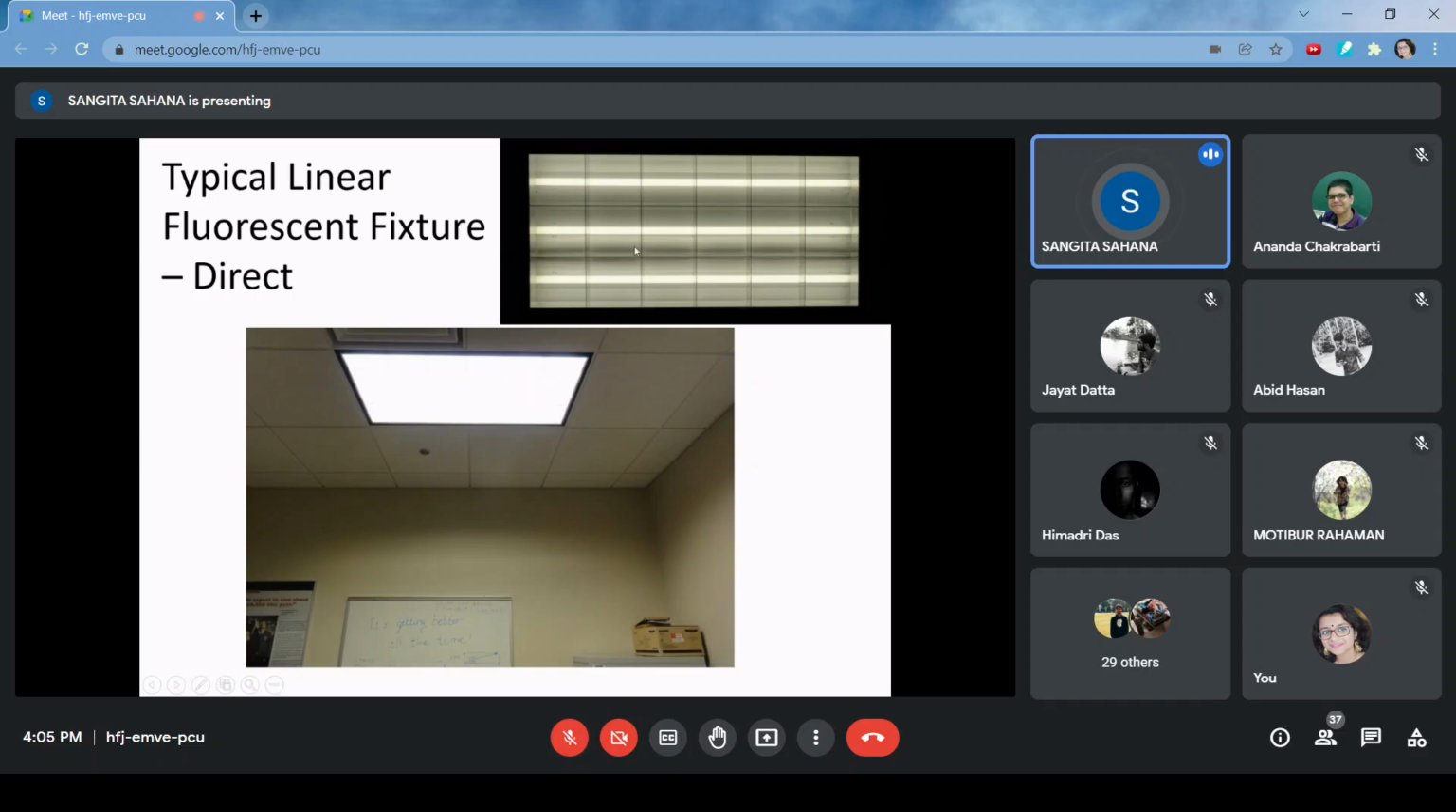So you can see three tube lights are placed inside this luminaire. This one is LED.